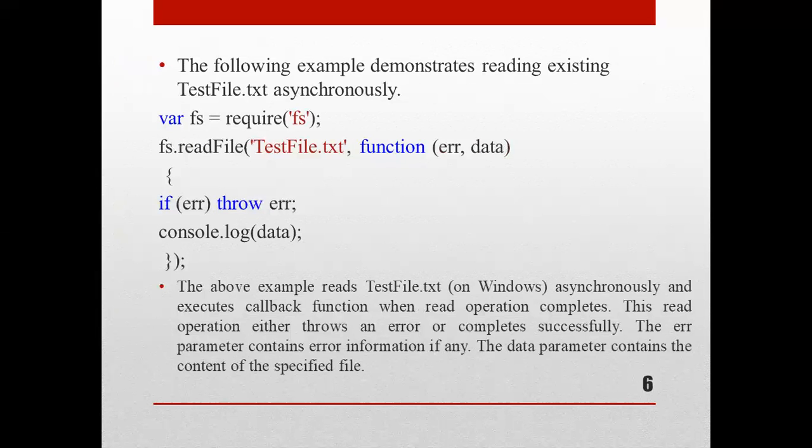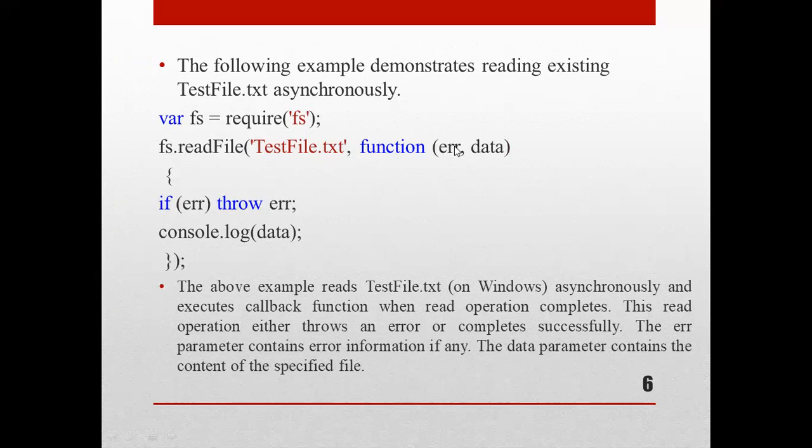Then you can see the example here. The following example demonstrates reading an existing file. Here one file is there, test file.txt. We have to read this file. For that, this is the sample code. Take one variable fs, where fs equals require, inside the brackets the fs module. Then use the readFile method of that fs. fs.readFile, give the file name here in single quotes with the extension, comma, then write one function for the callback, with error comma data.